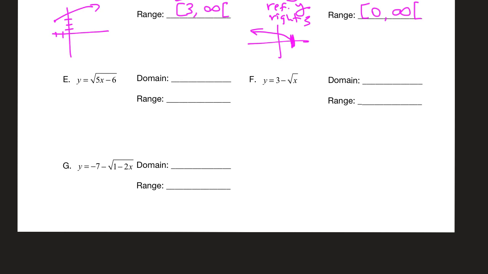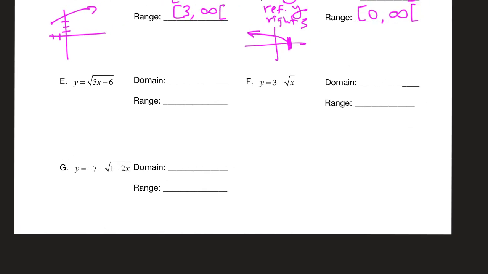Okay, so for E, what would make this equal 0 would be 6/5, which means it's been moved to the right 6/5. So that point right there is its end point. That's 6/5. It goes on to infinity, and the range has not changed.